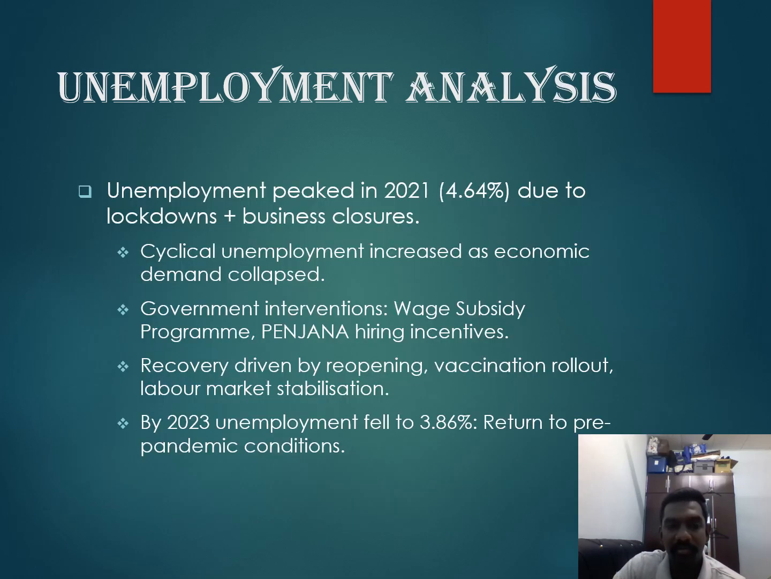The next slide will be the unemployment analysis. The spike in unemployment during 2020 to 2021 was mainly cyclical unemployment caused by a downfall in overall economic demand during the pandemic. The government responded aggressively with policies such as the Wage Subsidy Program, WSP, where employers received subsidies to keep workers. This program alone protected more than 2.7 million jobs.